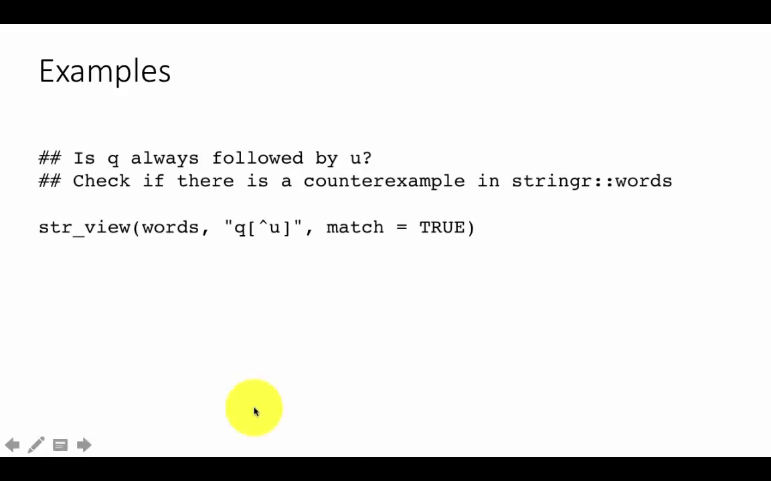So we can say str.contains on words and match for the pattern Q followed by something other than a U, equals true. So this will catch any word in which the Q appears followed by something other than U. Because the rule says Q must always be followed by a U, and we want a counterexample. So we are saying, look, find a word in which there's a Q and there's something other than a U that follows the Q. And in fact, if you try it out, you'll find that there is actually no such match.